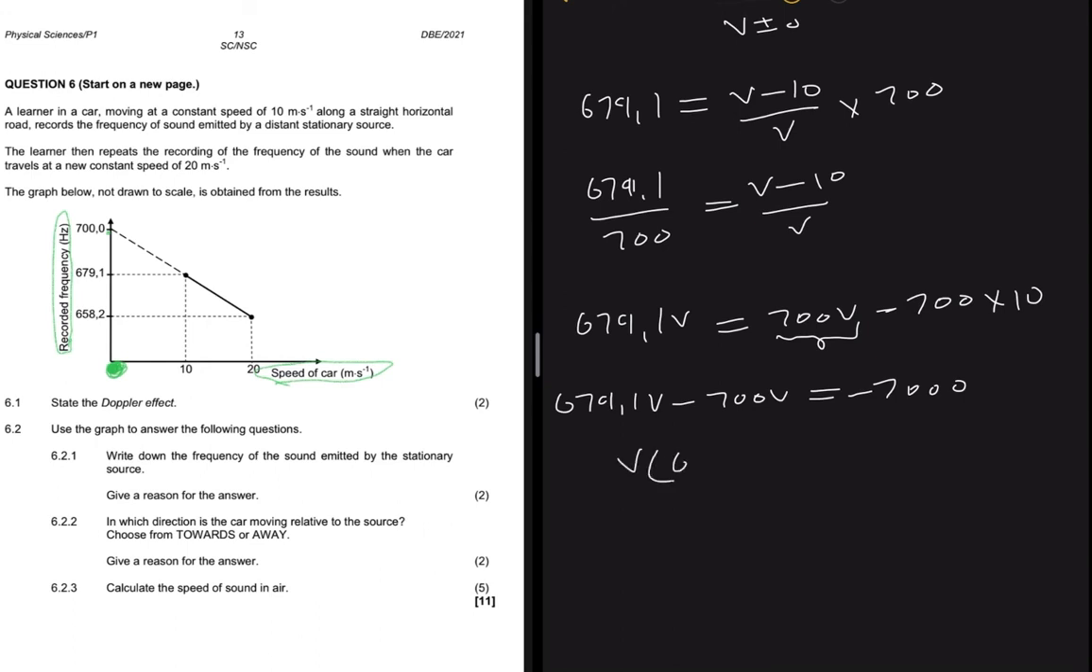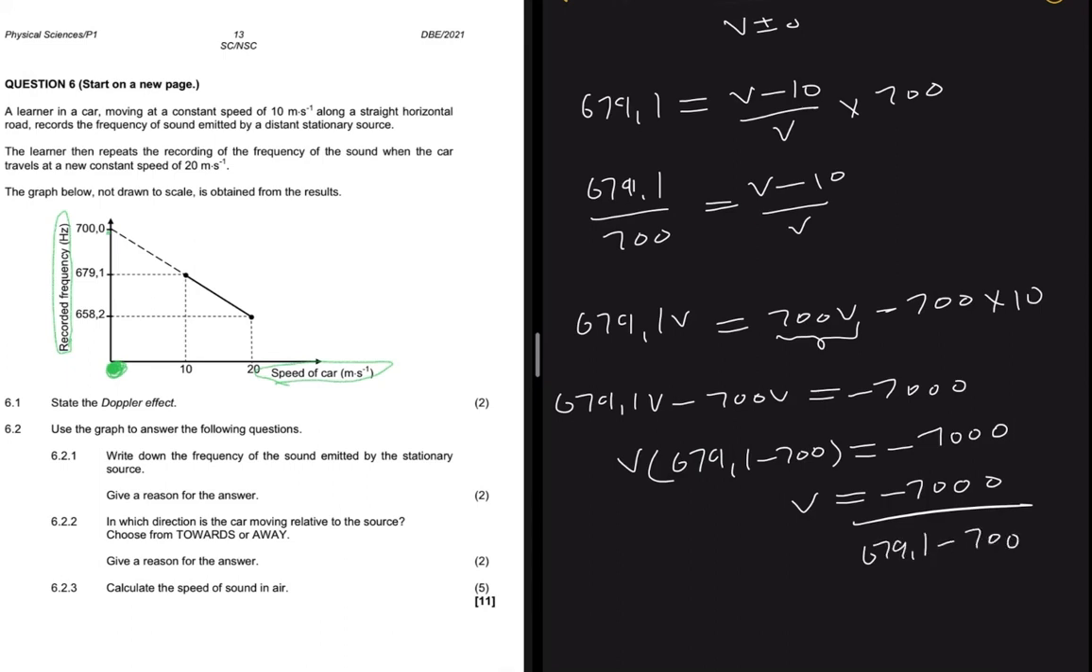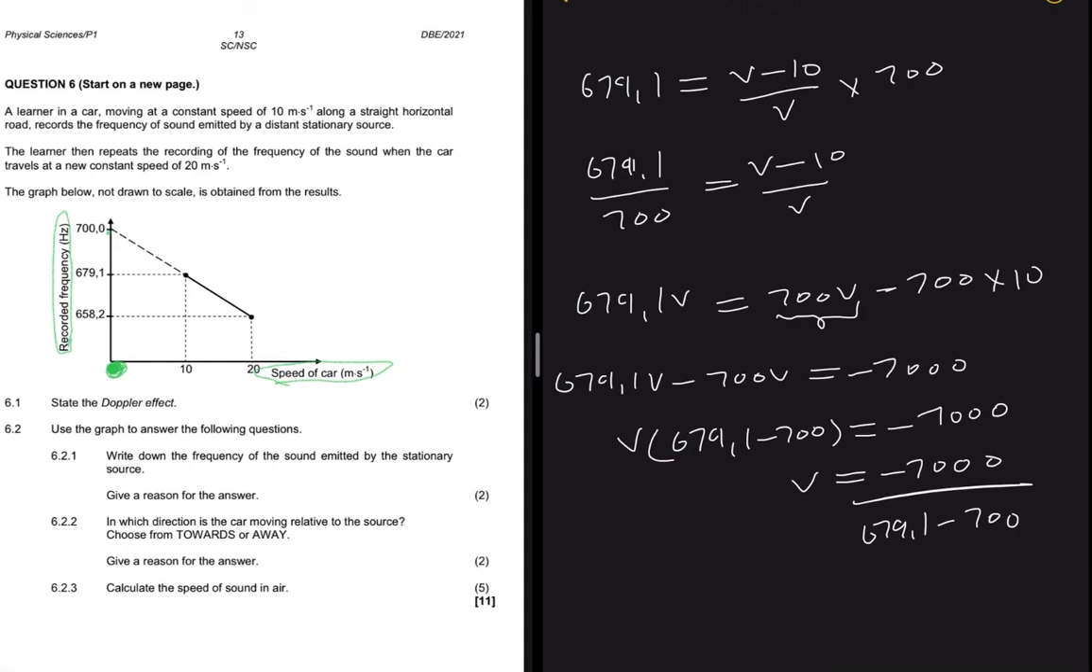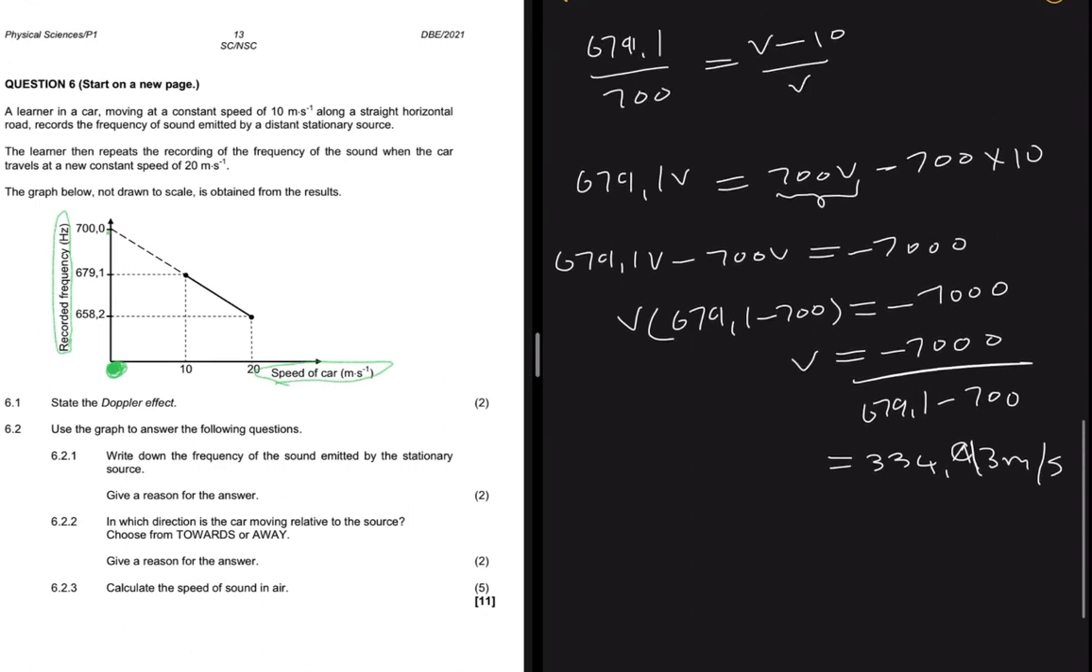So now I can take V as a common factor. That will give me 679.1 minus 700 equals minus 7000, and V is thus equal to minus 7000 divided by 679.1 minus 700. Let me put that in my calculator real quick. It's taking a bit longer than I expected. Just give me a sec. So we have minus 7,000 divided by 679.1 minus 700. That is 334.993 meters per second. So yeah, that is what I'm getting.